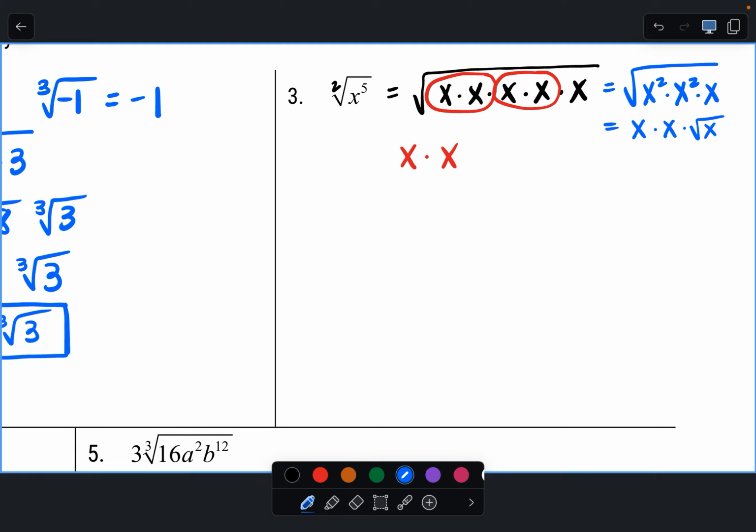Y. How many times does 2 go into 7? 3. So I'm going to have y to the power of 3. Does 2 go into 7 perfectly? No, right? It has a remainder. What's the remainder? 1. So I'm going to have y to the power of 1. Now, does 2 go into 6? How many times? 3. Is it perfect? Yes. So do I have to put anything inside if it divides perfectly? No. So I'm just going to have z to the power of 3. And this is my answer.